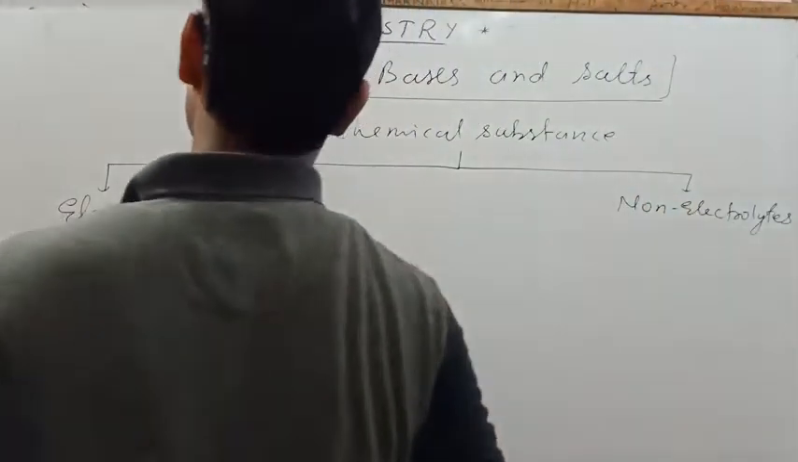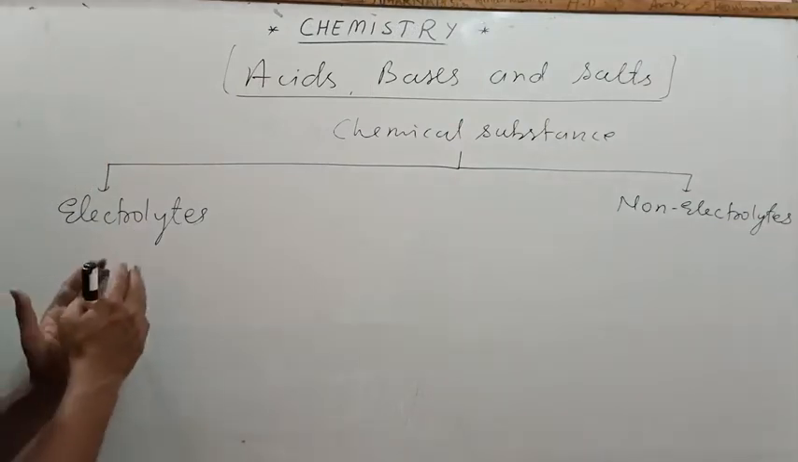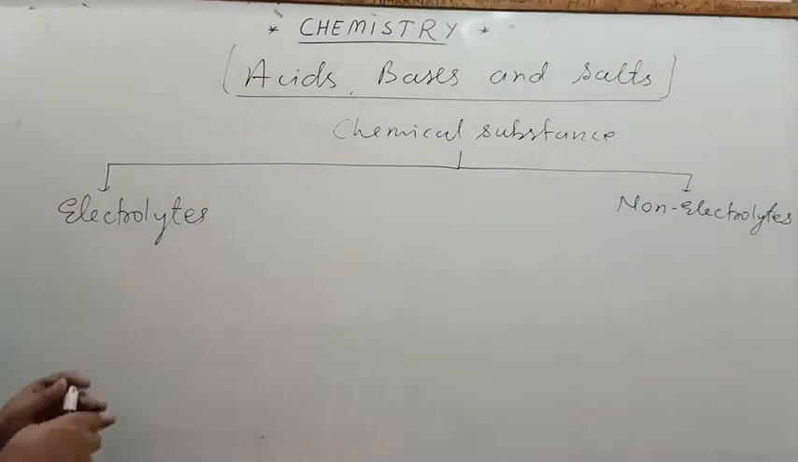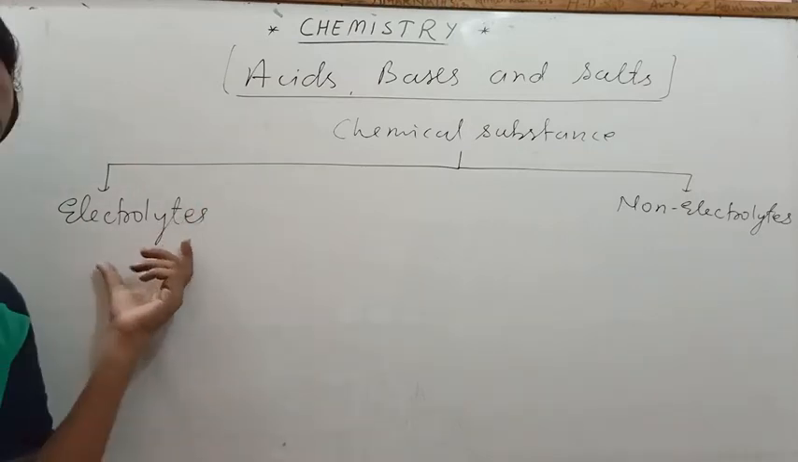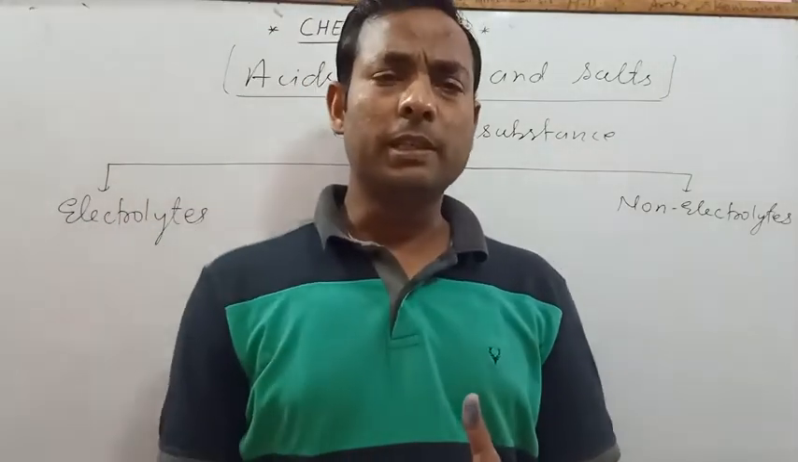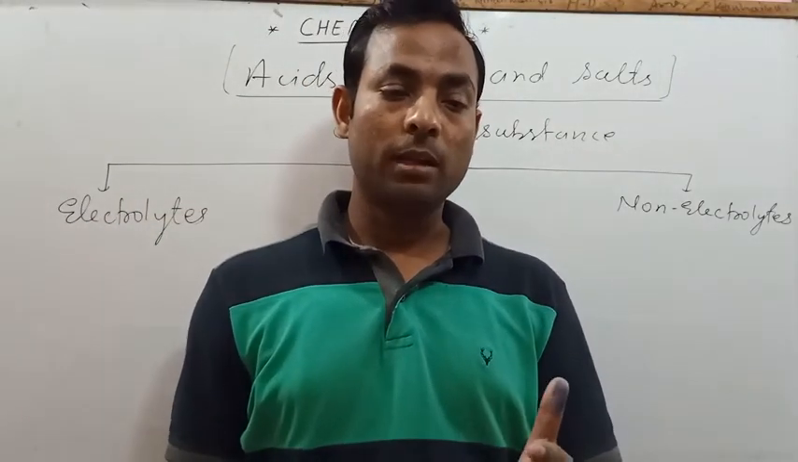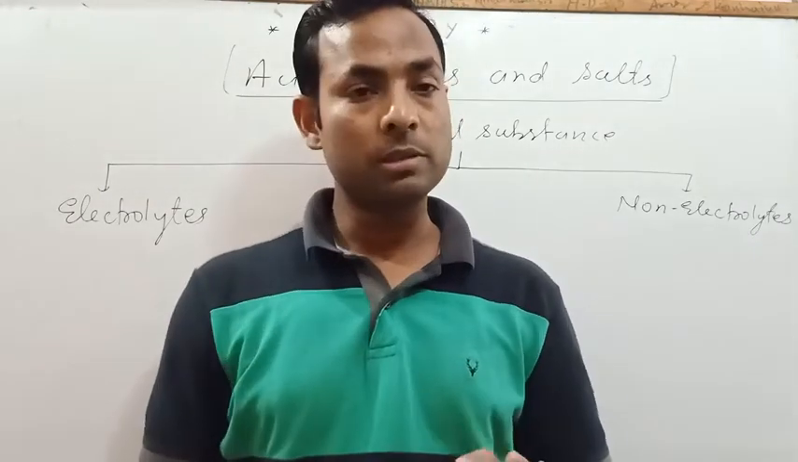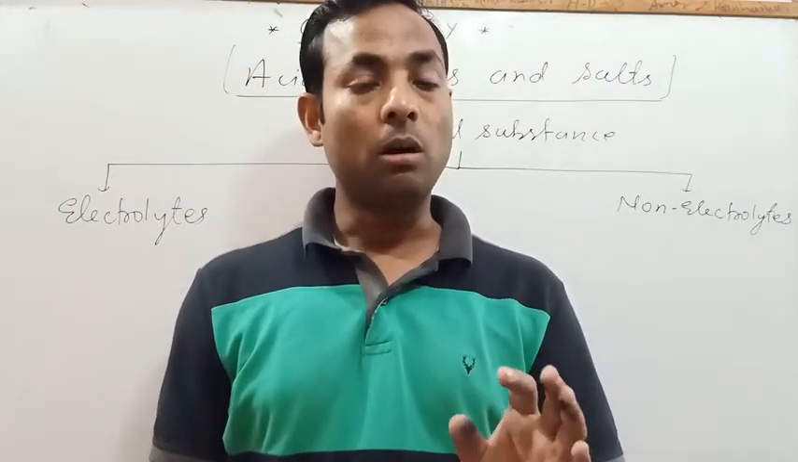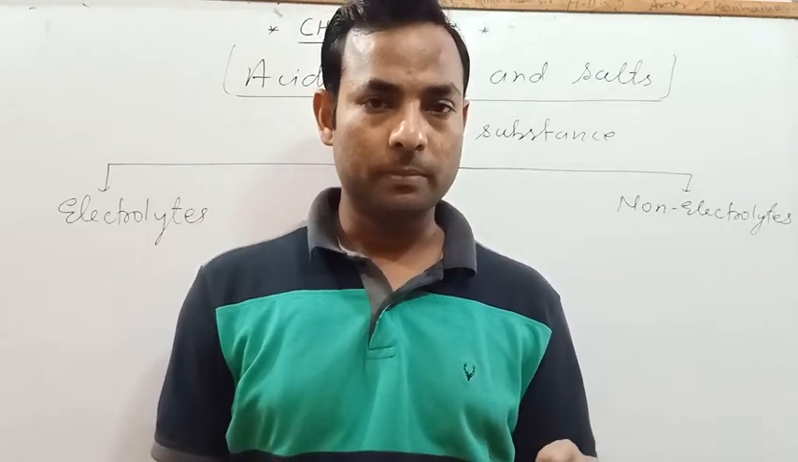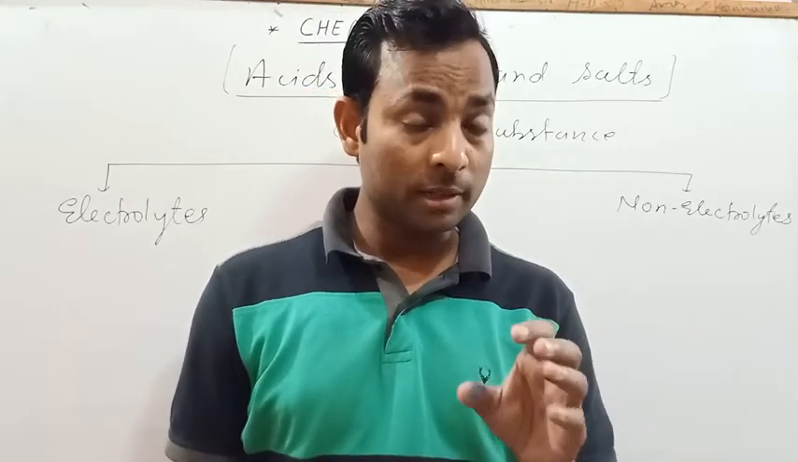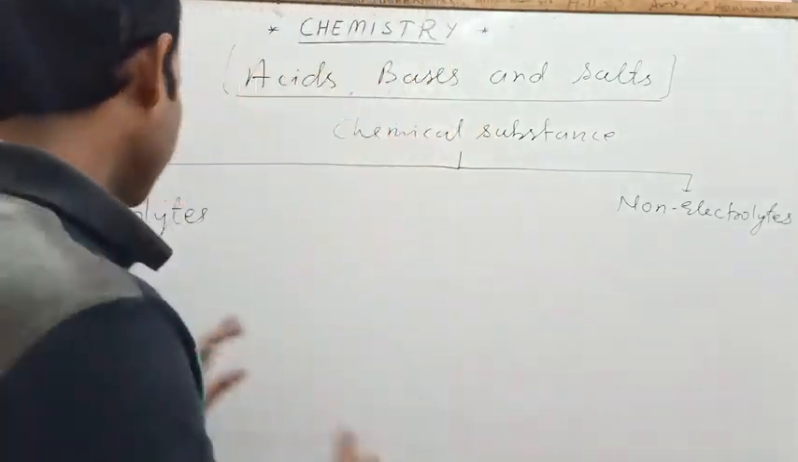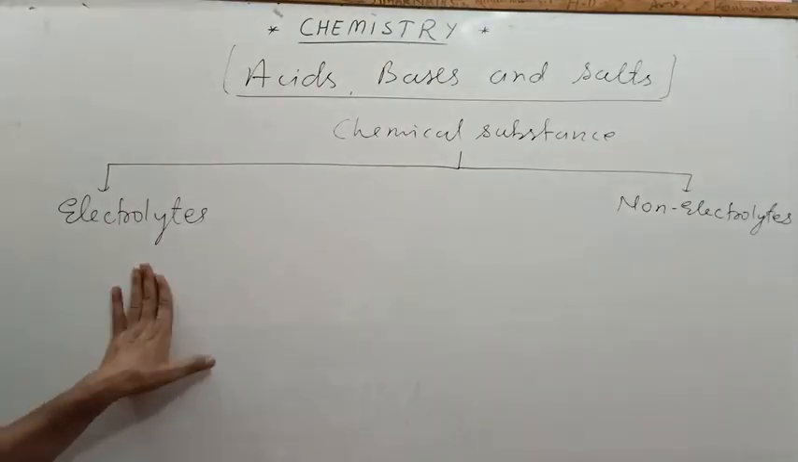Electrolytes and non-electrolytes. What is the major difference between electrolytes and non-electrolytes? Means definition. The electrolyte is a chemical species which can ionize or dissociate in aqueous solution or in a molten state and also conduct electricity. So such kinds of substance are called electrolytes.